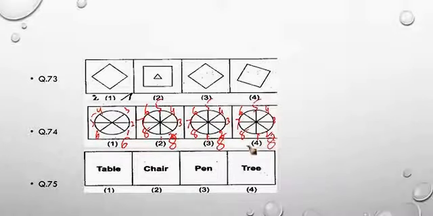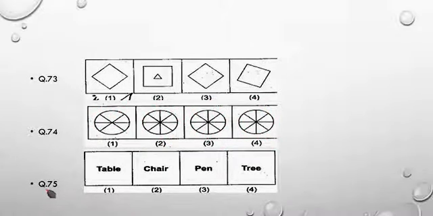So we find that in case of problem figure 2, 3 and 4, there are 8 lines inside the circle, whereas in case of problem figure 1 only 6 lines are there. So option 1, problem figure 1 is standing out as the odd man out figure. Let's move on to the next question.